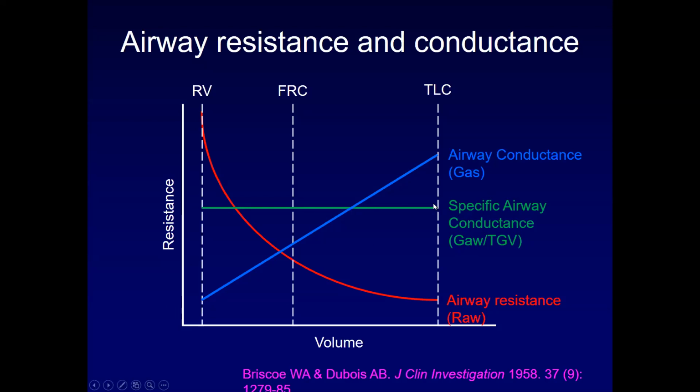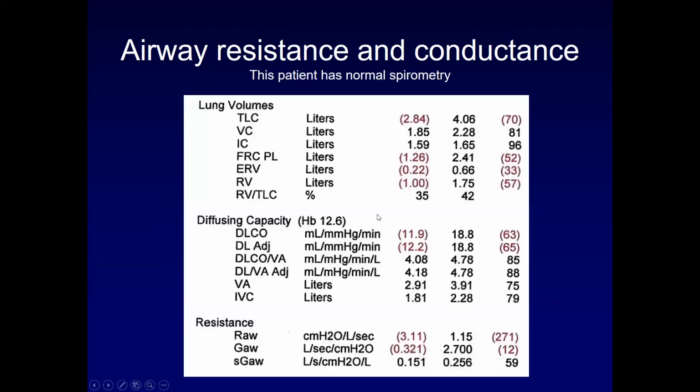So when you are looking at these PFTs, airway resistance being high should be taken in context with what the specific airway conductance looks like. Let me give you an example. Here's a patient that has normal spirometry. As you can see from this test, the airway resistance is really high. It's 271% predicted, and the red numerals in here denote that this is outside the confidence intervals.